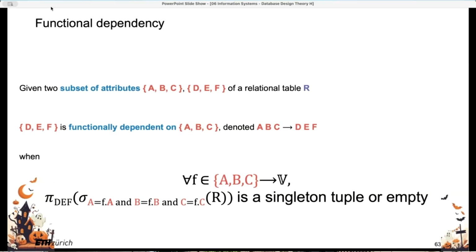Who sees that if we have this functional dependency, that D, E, and F are determined by A, B, and C, then if I pick all the tuples that have the specific identical value for A, B, C, I select just these tuples, and then I project to D, E, F, who agrees it should be just one single possibility? It's a singleton. Who agrees? I have a visual for everybody else, but some of you agree.